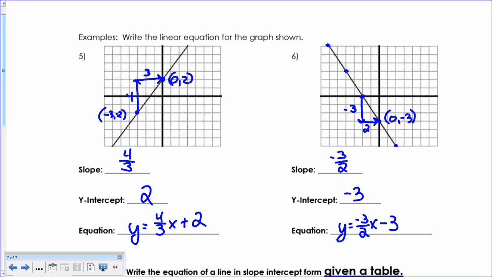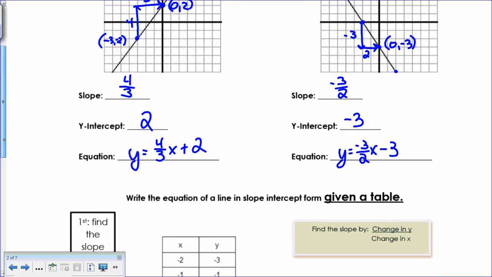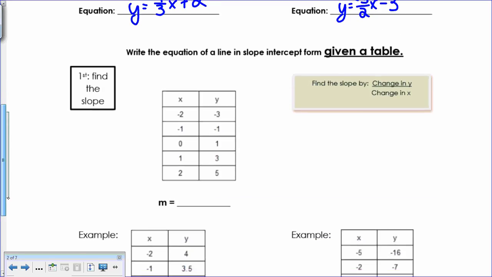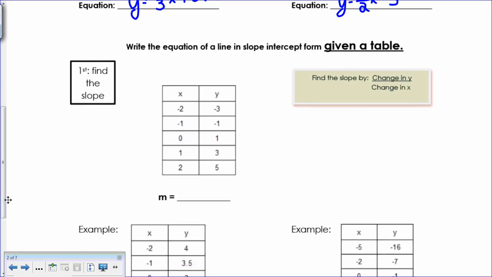All right, so now we're going to get into how we're going to find an equation if we're given a table. So we've done a graph. We've been given a slope and a y-intercept and just wrote the equation, right? So now we're going to do the table here. One thing about a table is we always want to look in the table to see if any values for x are 0.